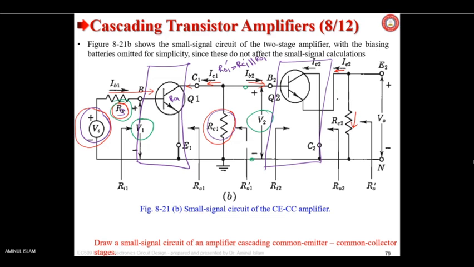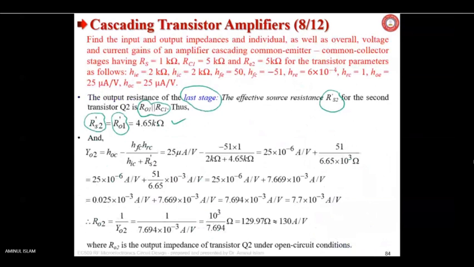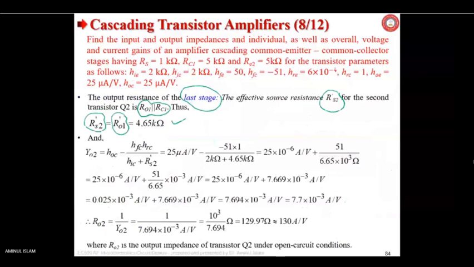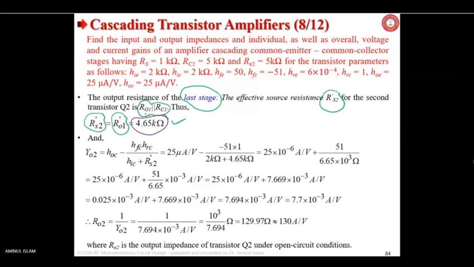where RO1 prime is nothing but RC1, the collector resistance, in parallel with the BJT Q1's internal resistance, that is the small signal output resistance, which is based on the various h parameters. So RO1 prime is calculated based on this, where RO1 is based on h parameters.